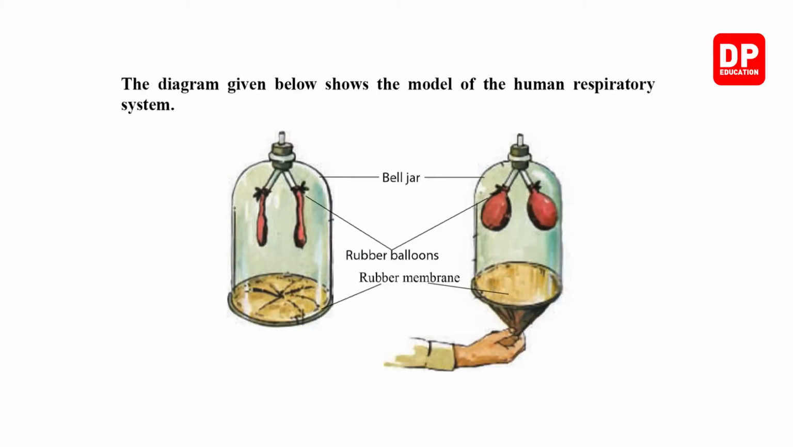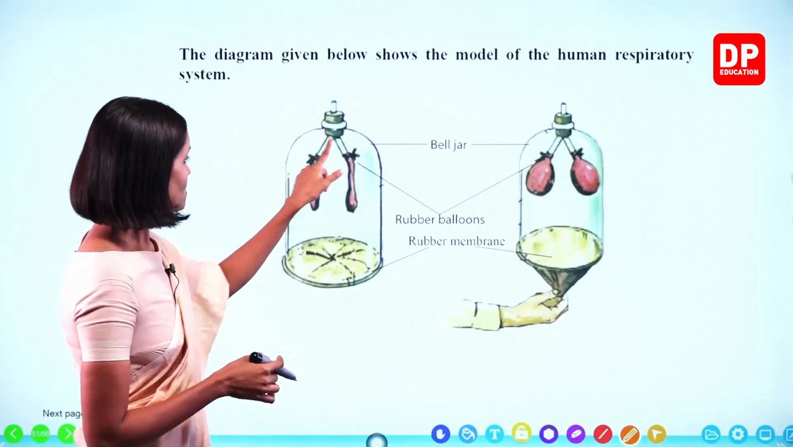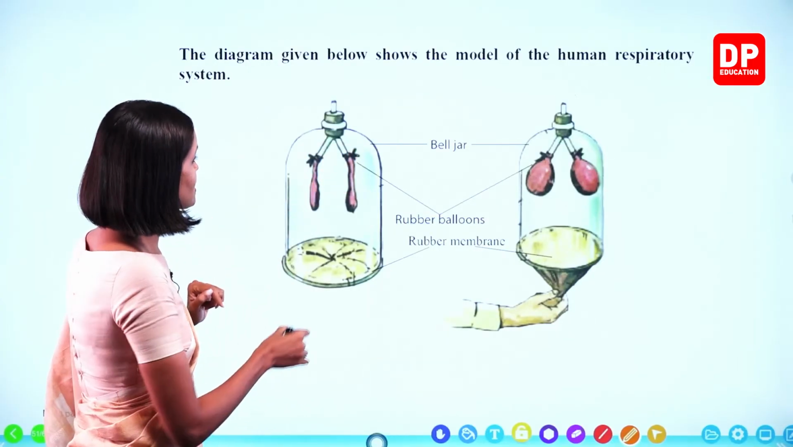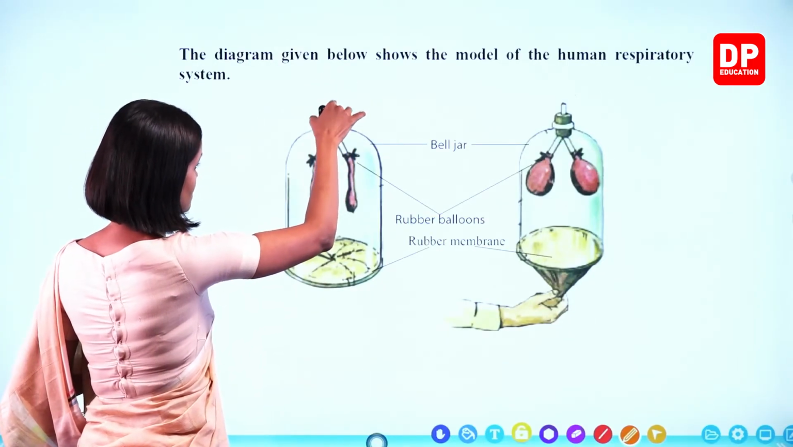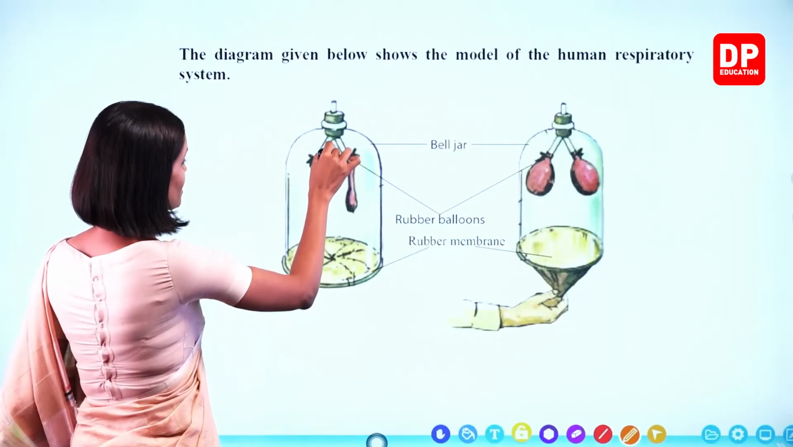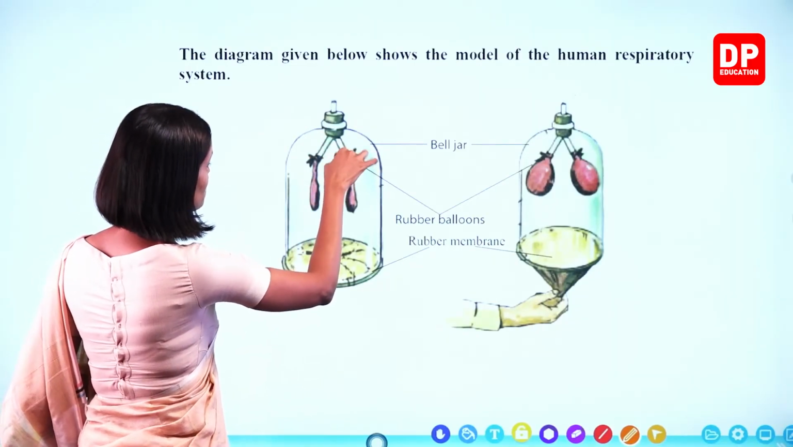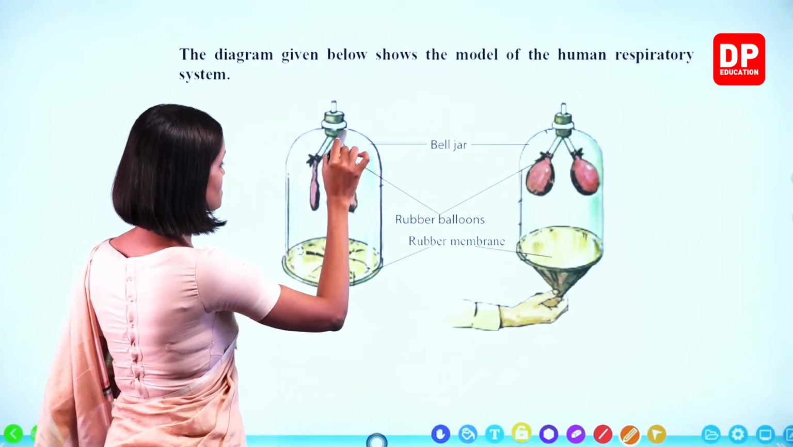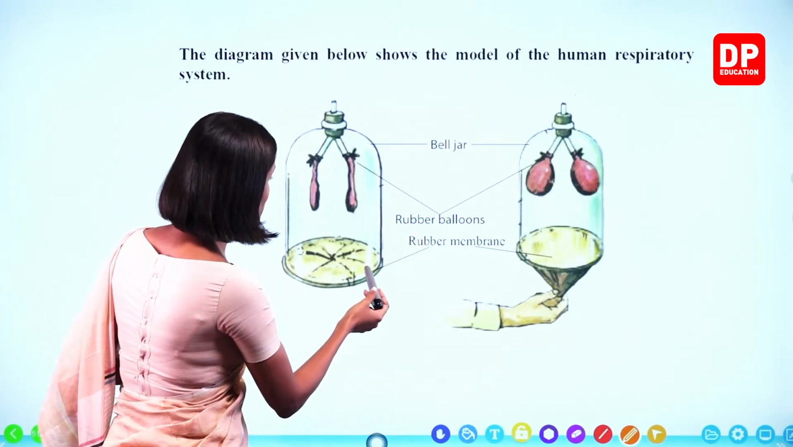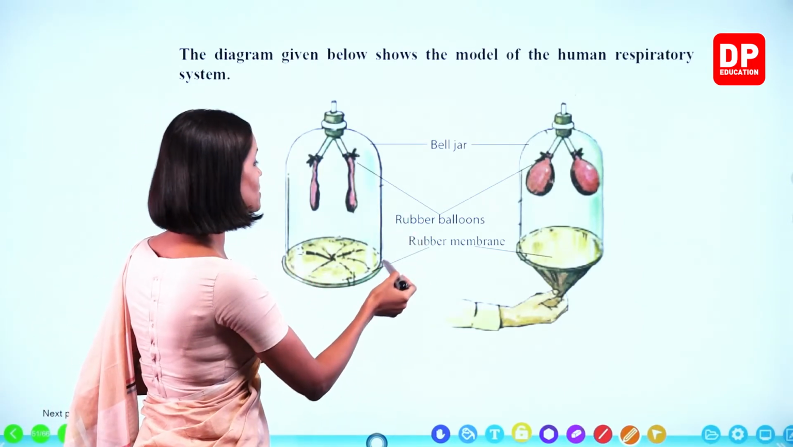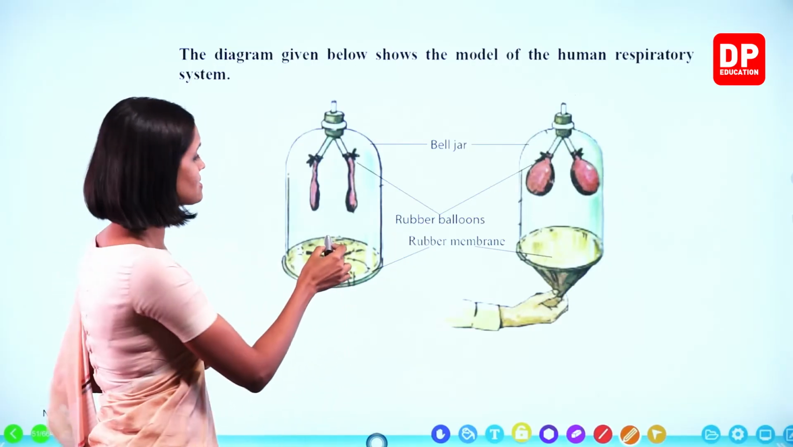Look at this one. A certain structure similar to the previous activities is given here. The diagram given below shows the model of the human respiratory system. Okay, look at this one. How to make this? Using a bell jar. You all can see here, tubes are fixed here. Right? So at the end of each tube, rubber balloons are fixed. Two rubber balloons are fixed, and at the bottom, what is fixed? A rubber membrane is fixed.